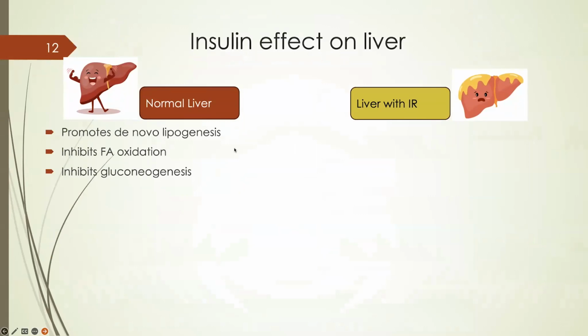It promotes de novo lipogenesis. That means once you have eaten, insulin is released. It will try to promote the deposition of fat in the liver. At the same time, it inhibits fatty acid oxidation. That is understandable. If you have a lot of stores of glucose in the body, because of which the insulin got released, it will by default inhibit oxidation. At the same time, it also inhibits gluconeogenesis and promotes glycolysis.